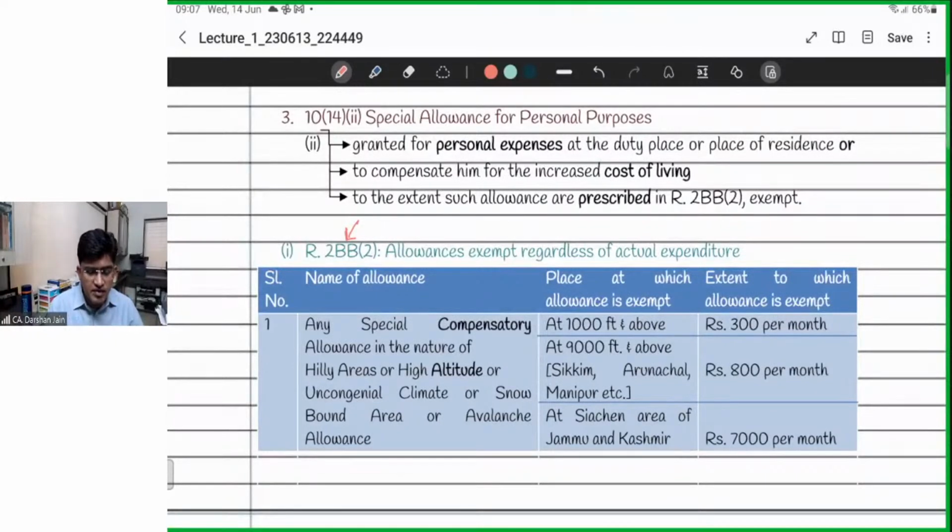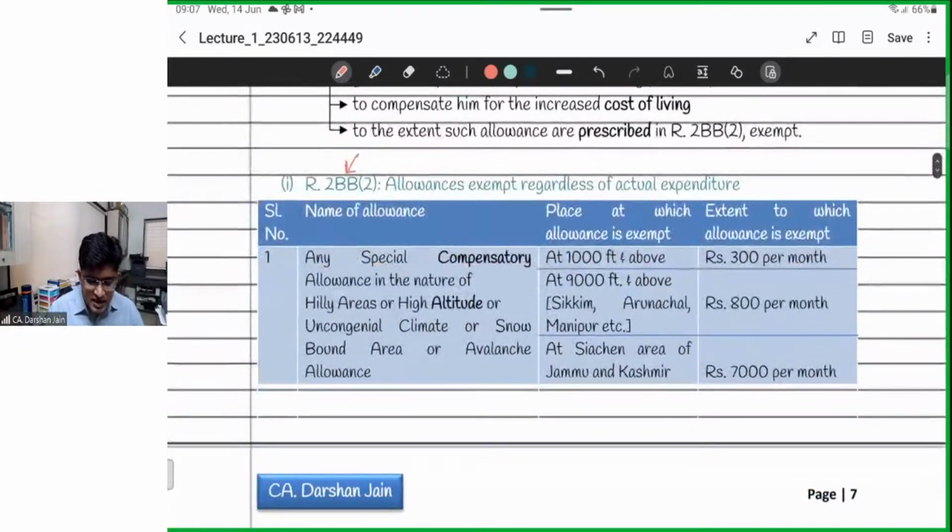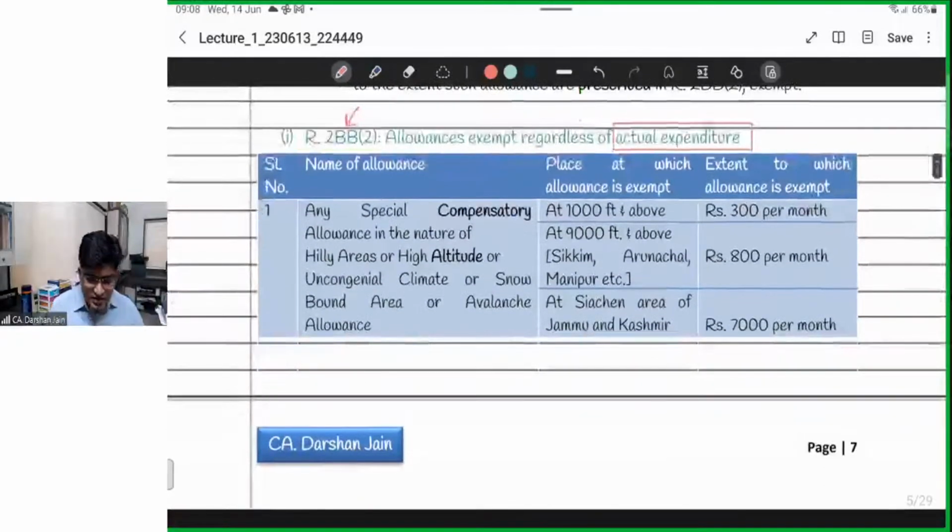But in case of no other employee, see, allowances exempt regardless of actual expenditure. It is personal expenditure for which these allowances are granted, and therefore whether you incur those expenditure, whether you spend money, whether you actually pay for it or not, is totally irrelevant. Most of them are exempt. Most of them are taxable. Only a few of them, looking at the propensity of the allowance or the reason why the allowance is given, it is exempted. See, we'll just go through those exemptions and we'll understand at once.